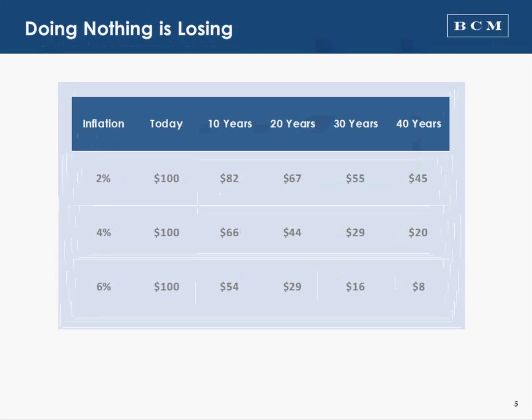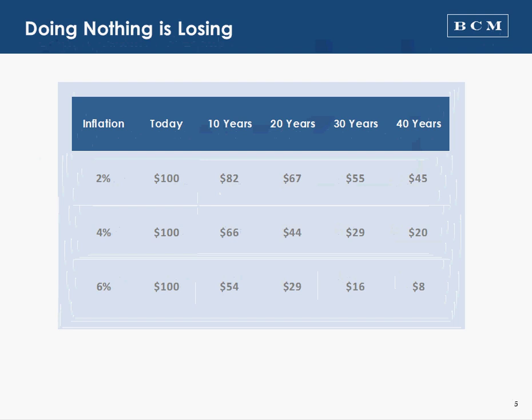The first column shows us 3 different inflation rates, 2%, 4%, and 6%. That would be below average, average, and above average, respectively. The second column shows us what $100 is worth today. The remaining columns show us the change in value of that $100 over time and after the corresponding level of inflation. For example, if we look at the 20 years column and then we pair it with the 4% inflation row, we can see that after 20 years of 4% inflation, $100 will only be worth $44 in value.